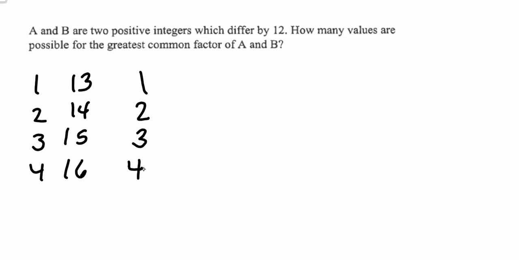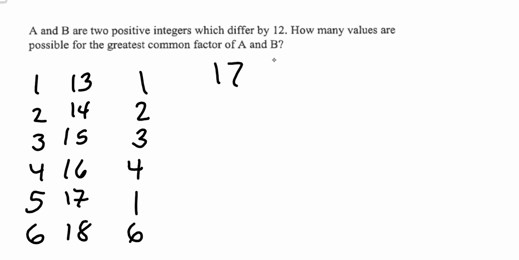What you're going to notice if you keep doing that, so now you might think, oh, well, there's a pattern, 1, 2, 3, 4, but no, when I try 5 and 17, the greatest common factor is 1. Well, I've already used 1, right? When I try 6 and 18, for example, in this case, yes, the greatest common factor is 6. Then if I tried 7 and 19, I'd get 1 again. 8 and 20, here I'm actually going to get 4 again.